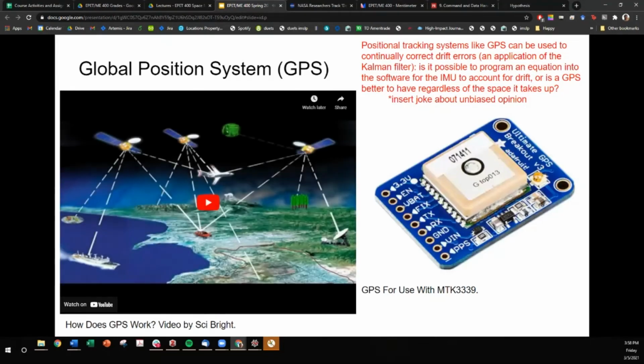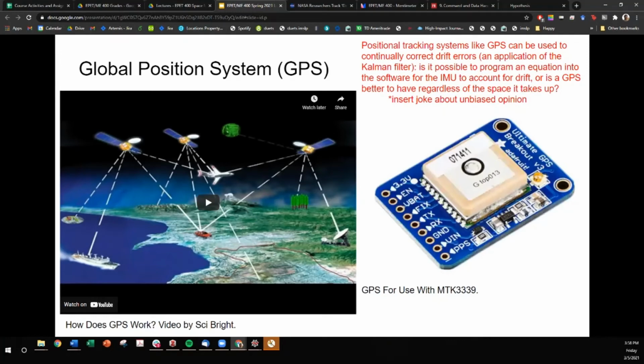Yes, okay, so that's how GPSs work. Question about GPSs. Is it possible to program an equation into the software for the IMU to account for drift? Or is a GPS better to have regardless of the space it takes up?